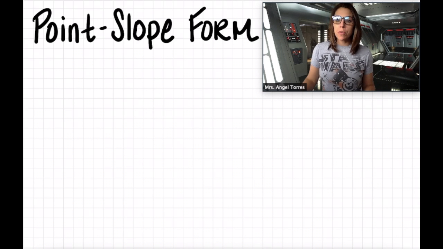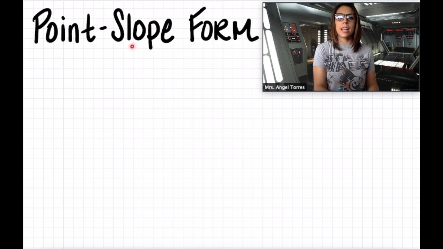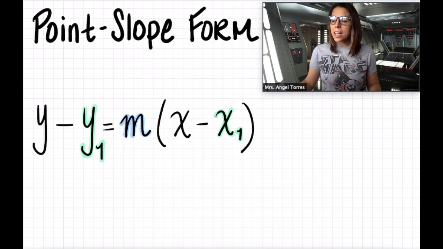So point-slope form is the form of a linear equation that we can use if we are given a point on the line and the slope of the line. The form looks like this. y minus y1 equals m times the group of x minus x1.